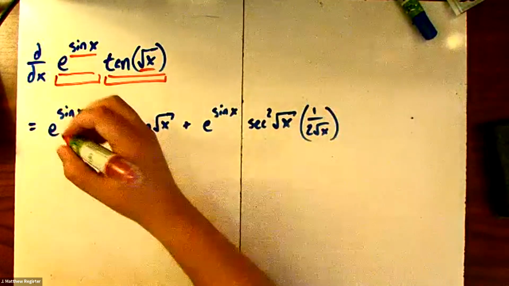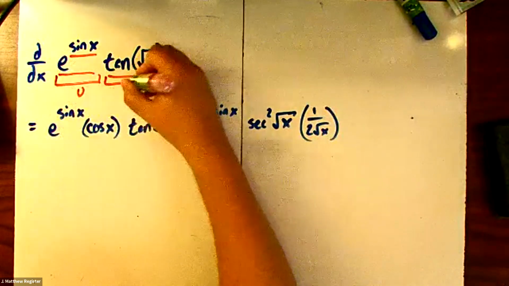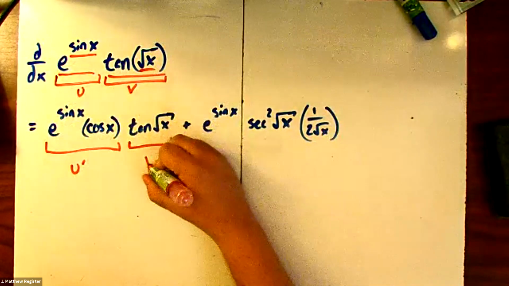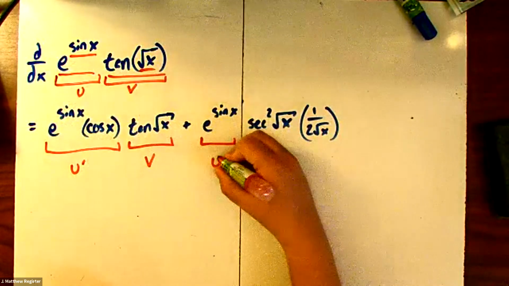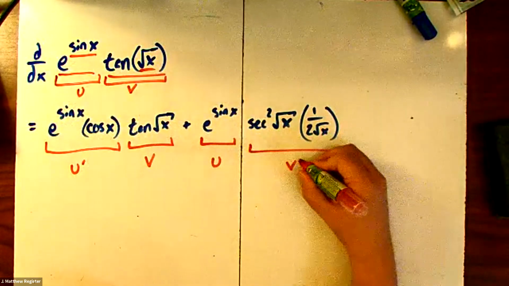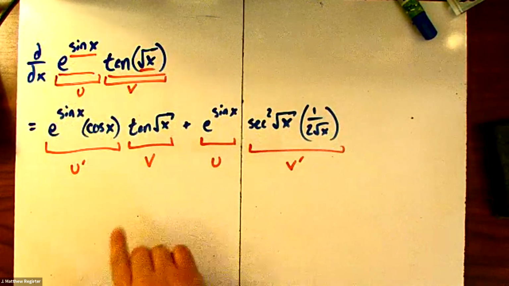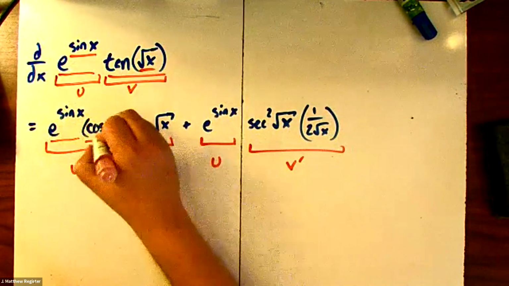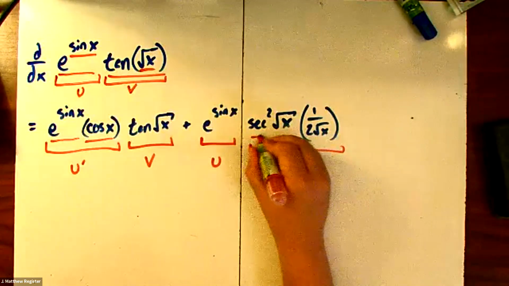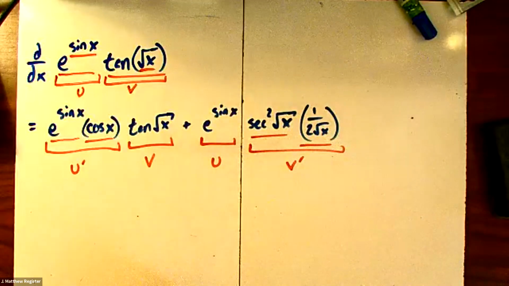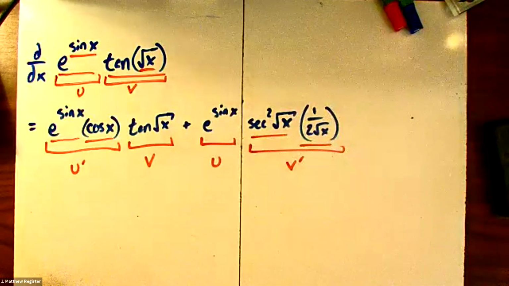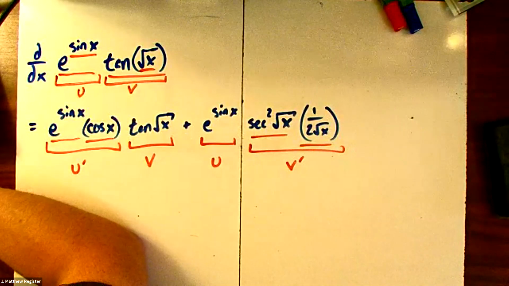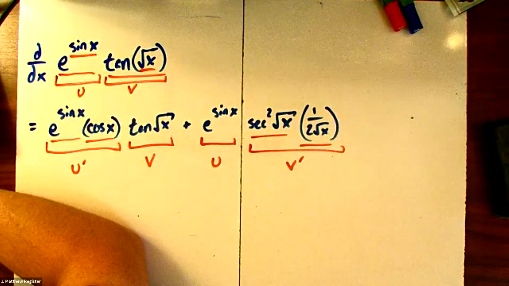If we think of this in terms of u and v, what we've done is we've said that this is our u prime times v, and this is our u times v prime. However, notice that u prime is itself a chain rule, and our v prime was also a chain rule. And so that's the chain rule. Chain rule, there's a lot to it, especially when you start mixing and matching chain rule with all of the other rules that we are playing with.